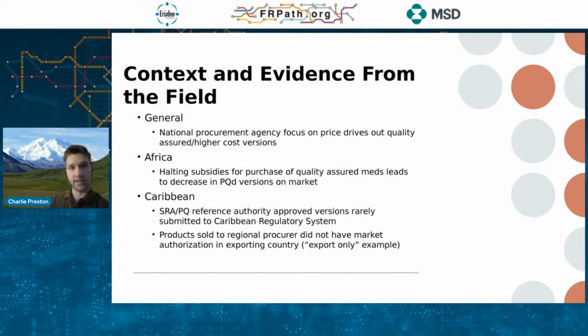And then just one other piece that I thought is interesting. It speaks maybe to a slightly different phenomenon, but we also were aware of information where a regional procurer in the Caribbean was purchasing products from a major North American company where the products were not approved in the country where the manufacturer was based. So they were selling products to the Caribbean that did not have marketing authorization in the home country of the manufacturer. We call that export only manufacturing, but it has a lot of the same elements as tiered manufacturing, a different version for a different market depending on the regulatory situation in that market.